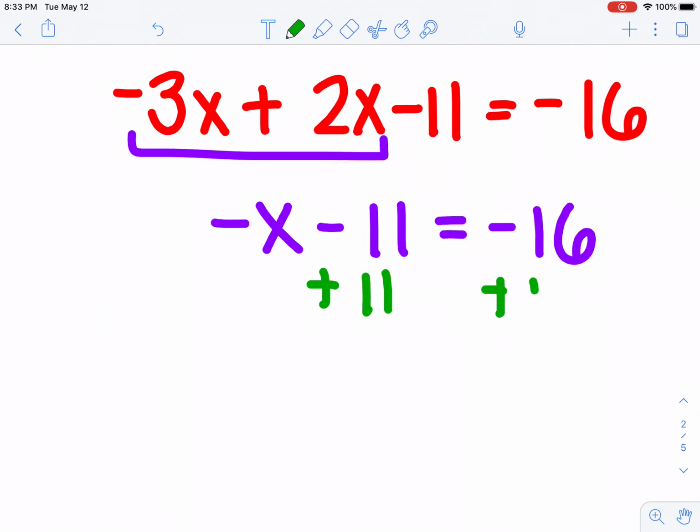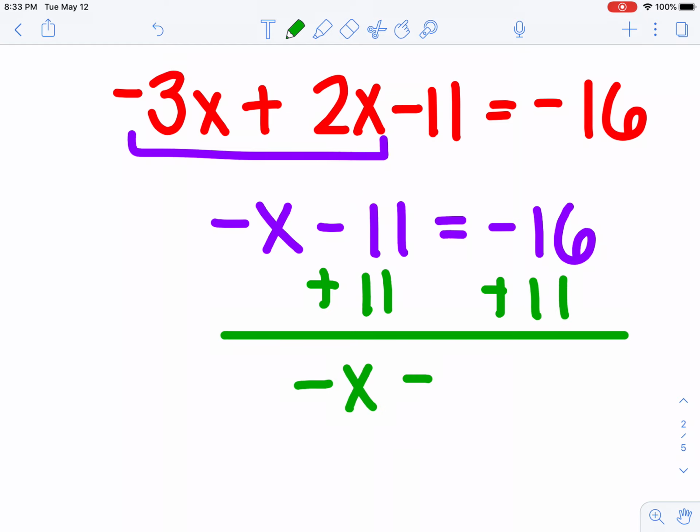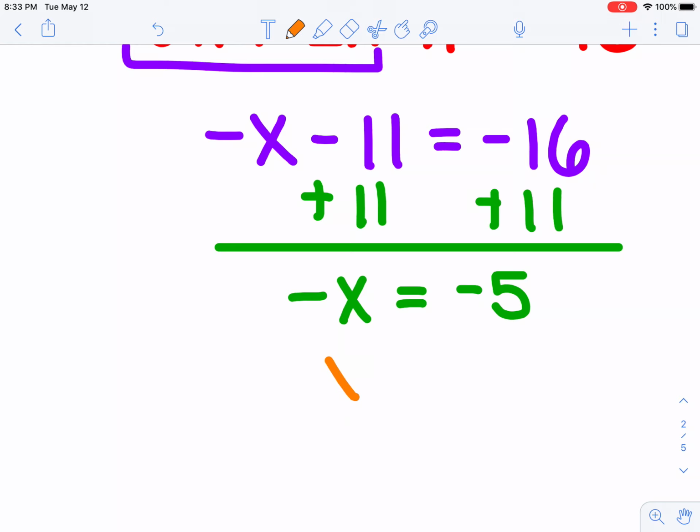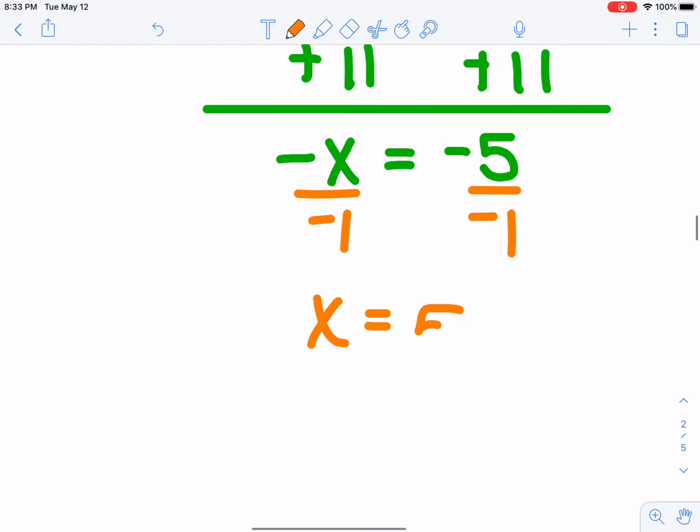Add 11 over. We get negative x equals negative 5, and then divide over that negative symbol, or it's the same as dividing by negative 1. So I get x equals positive 5.